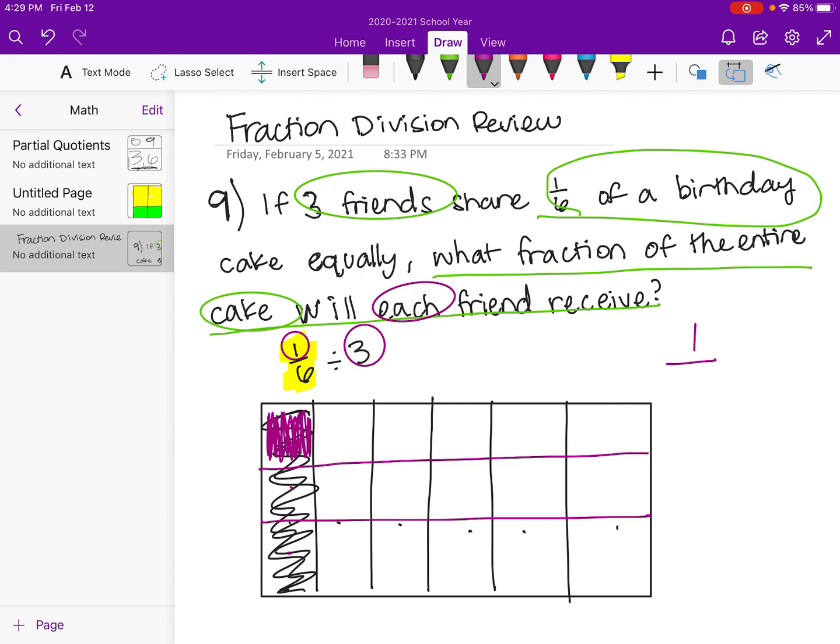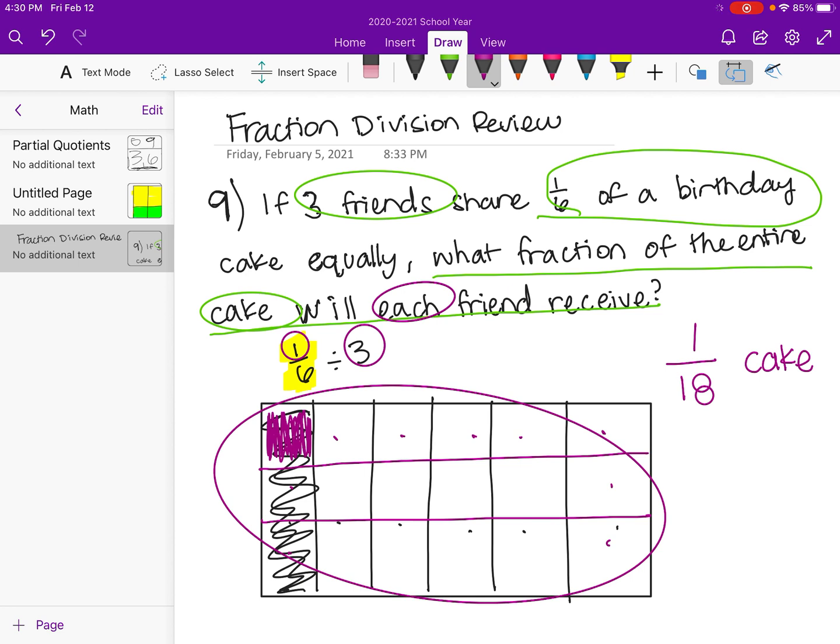Now, how many pieces are in the cake now in all? 1, 2, 3, 4, 5, 6. 6 times 3 is 18. I have 3 rows of 6. So my answer is 1/18 of what? 1/18 of the cake. Well, you can see my whole is the cake. My whole is what my units are. So each friend gets 1/18 of the cake.